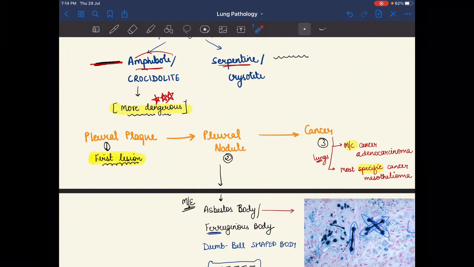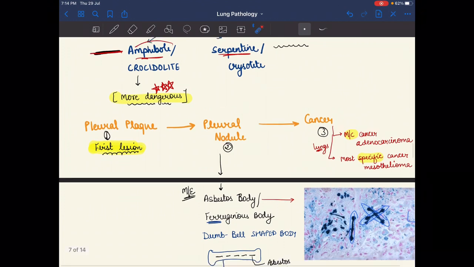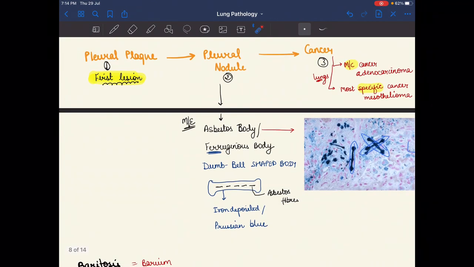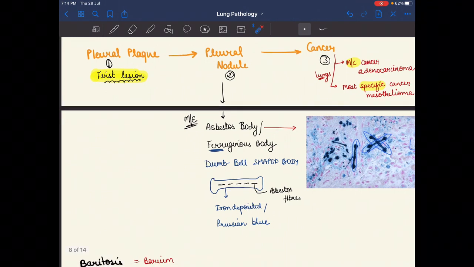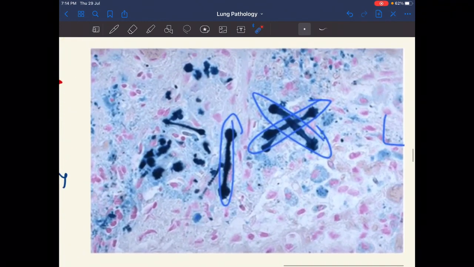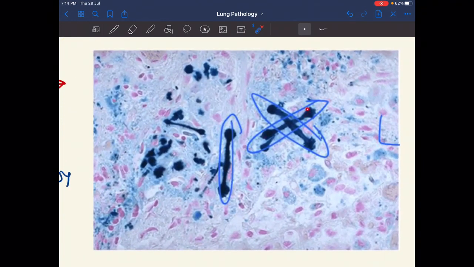After the pleural plaque is going to convert into the pleural nodule, the pleural nodules are seen like asbestos body. The other name for asbestos body is ferruginous body. Ferru means iron deposition. So asbestos body or ferruginous body is seen in the pleural nodule of the asbestosis. And we see here, these were the asbestos body.